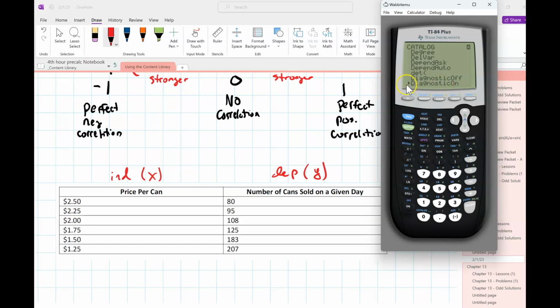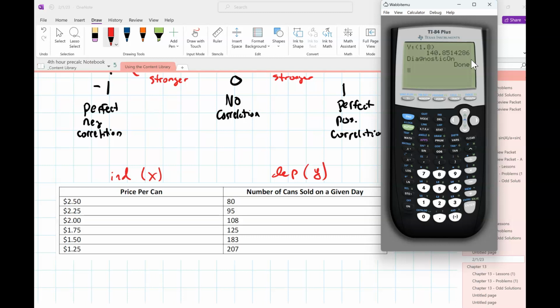So move your cursor so that it's right next to diagnostic on. Everybody got that far? Okay. We're going to press enter to select the diagnostic on command. That's going to paste it to our home screen. And then we're going to press enter again so our calculator says done. Now that we've done that once, we shouldn't ever have to do that again unless we've reset our calculator's memory or our batteries completely die or something like that. But really, we just got to do that one time. Okay?